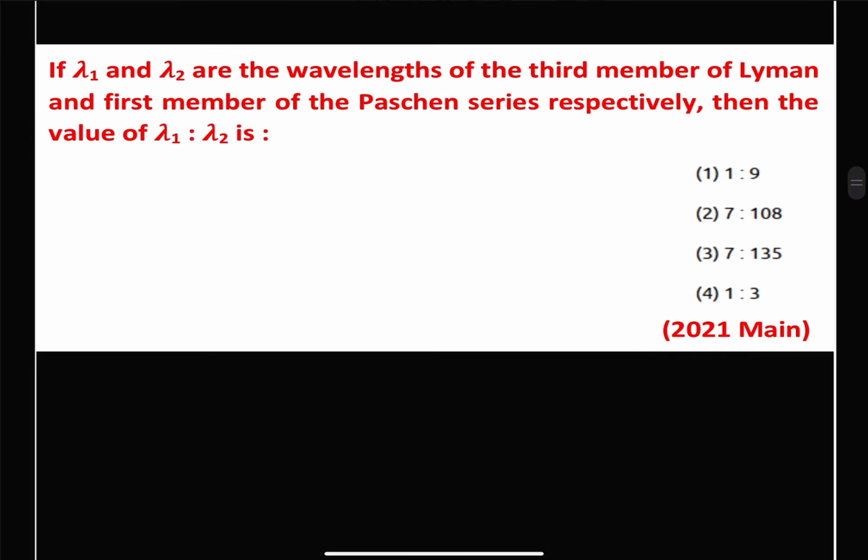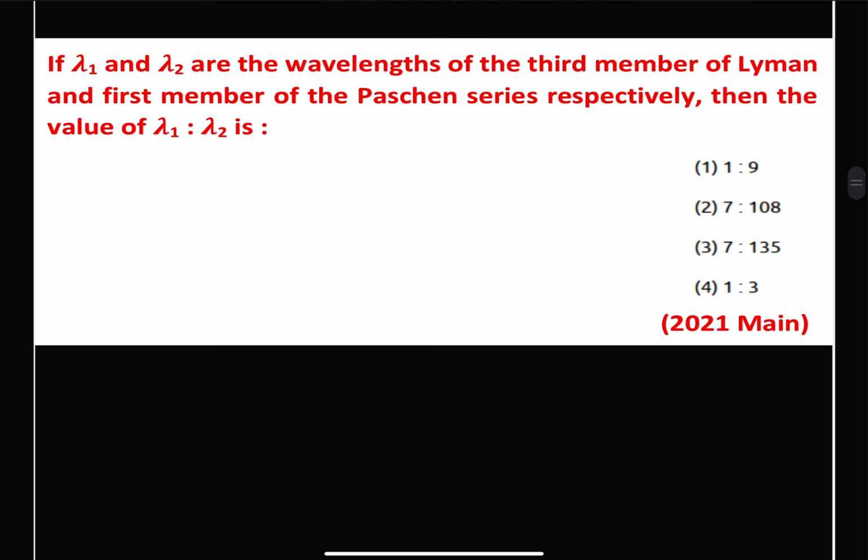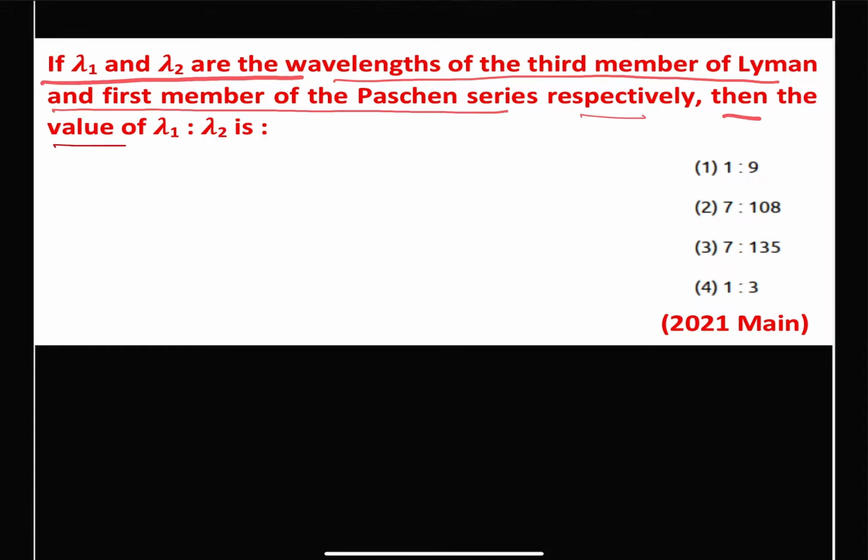Next question. It states that if lambda 1 and lambda 2 are the wavelengths of the third member of Lyman and first member of Paschen series respectively, then the value of lambda 1 to lambda 2, it means the ratio of lambda 1 and lambda 2, is. So we can directly use the Rydberg formula.